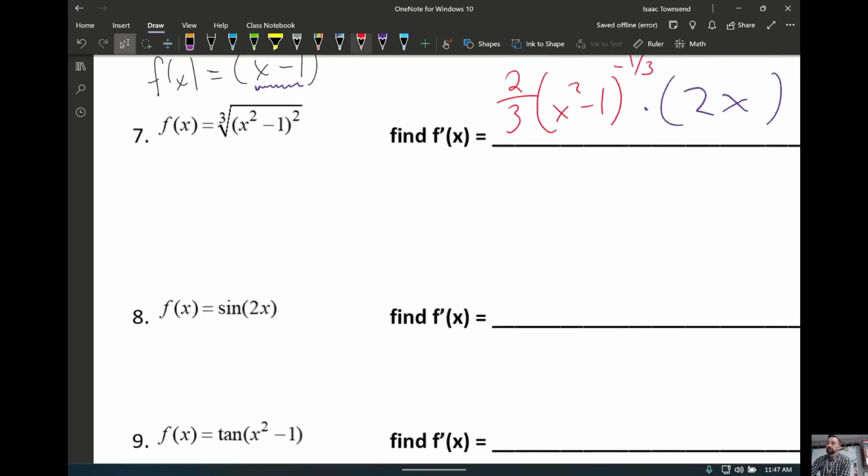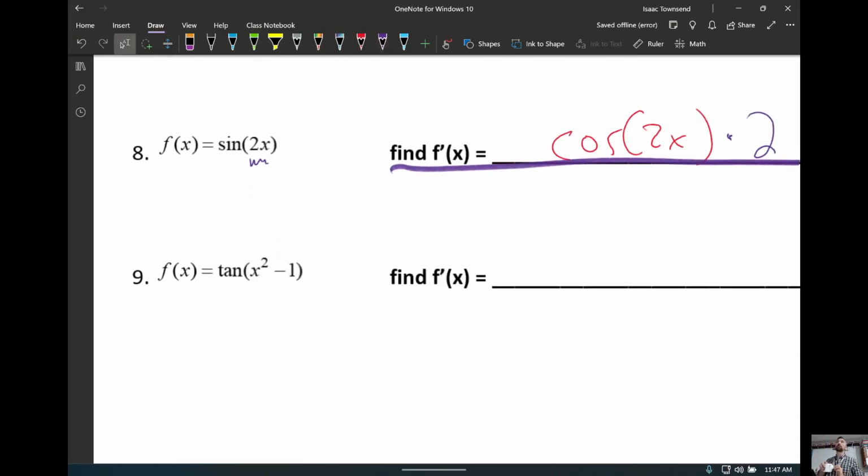Okay, question 8. How do we take the derivative of sine something? Have we been doing that? Okay, so cosine something. If it's 2x, it's 2x. If it's x, it's x. But since there's an inside part here, 2x, chain rule says come back and multiply by the derivative of the inside. So this whole derivative is 2 cosine 2x. It's just adding one extra step, one extra derivative.